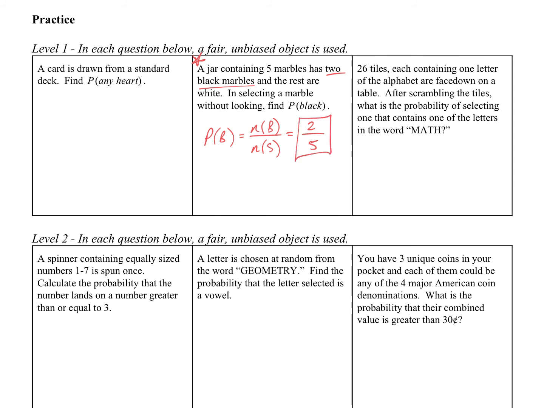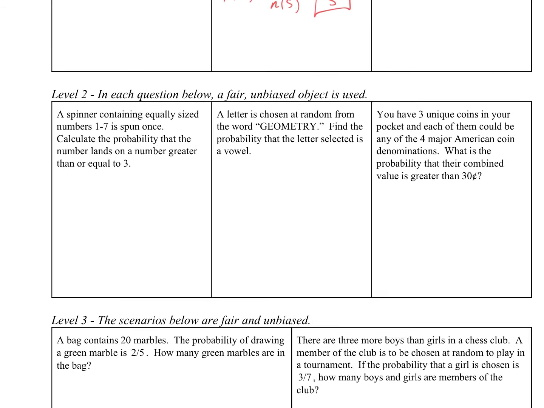And we don't want to turn that into a percentage. You could call it 40% and it would be exactly correct, but we're not going to do that right now. We're just going to leave these as reduced improper fractions. All right, let's take a look at level 2.